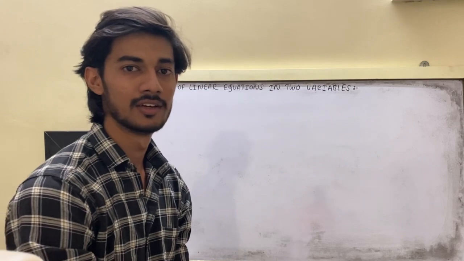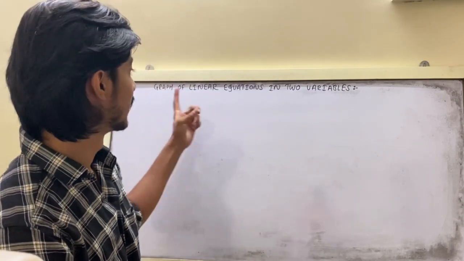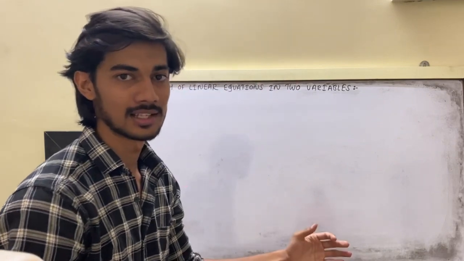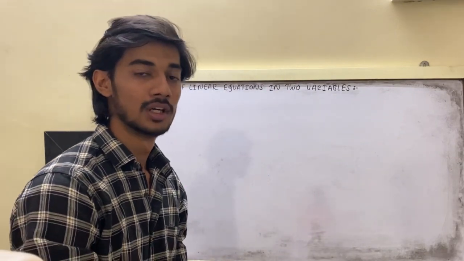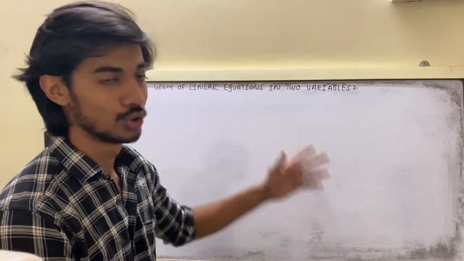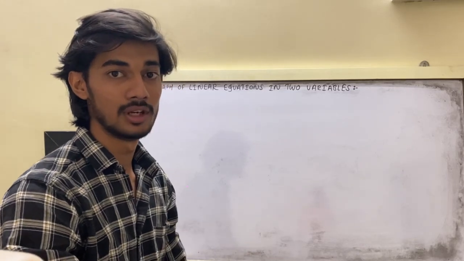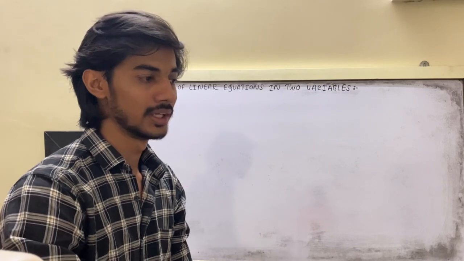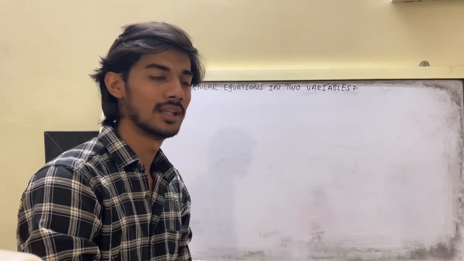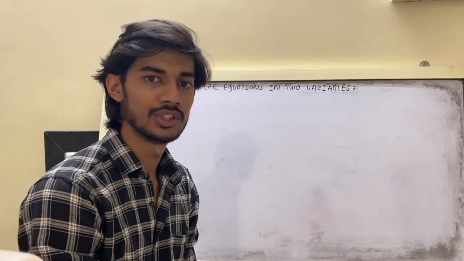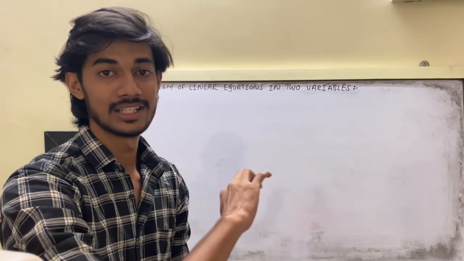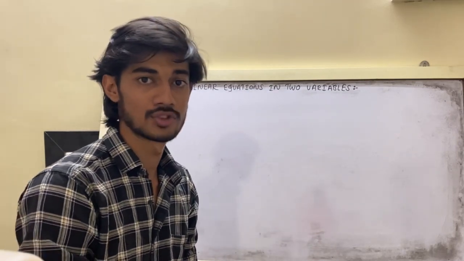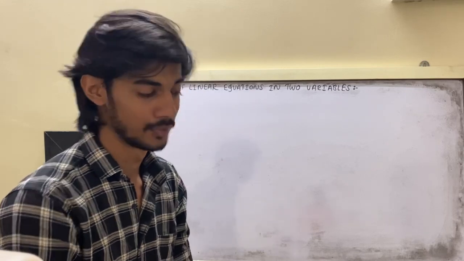So today we are going to learn about graph of linear equations in two variables. In the last lecture we learned only about linear equations in two variables. So today we will learn how to draw graphs of linear equations. In ninth standard you already learned that the graph of a linear equation in two variables is a straight line. But today we will learn how to draw it.